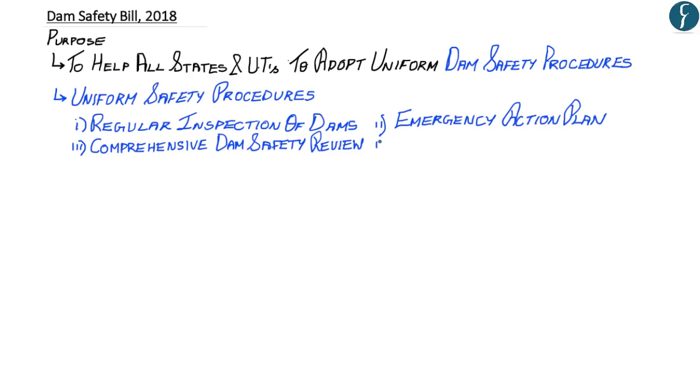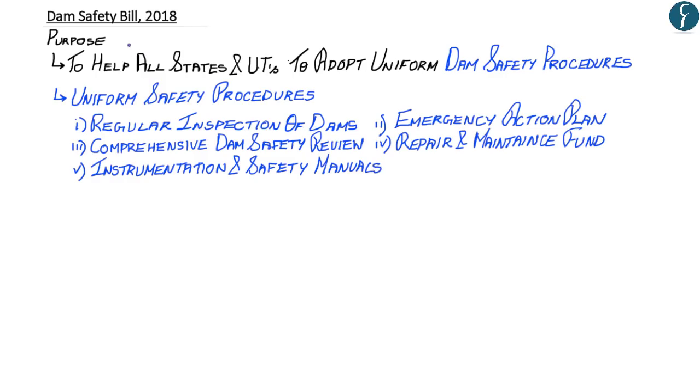The fourth safety procedure it would include would be a fund for repair and maintenance. And the fifth and final uniform safety procedure that would be implemented under the Dam Safety Bill of 2018 so as to help all states and union territories would be instrumentation and safety manuals.